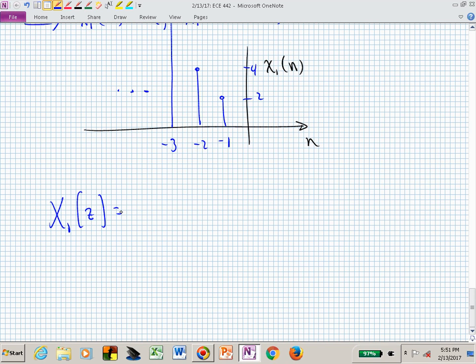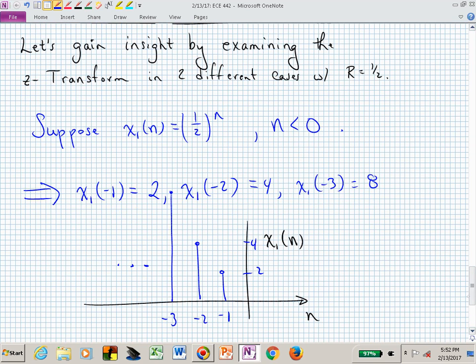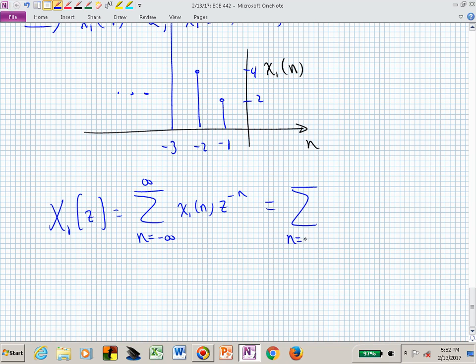Meaning, if we look for the z transform of little x sub 1 of z, that's capital X sub 1 of z, which is this sum. In general, it's from minus infinity to infinity, x sub 1 of n, z to the minus n. And we can see from the definition that we are only defining this waveform for negative arguments of n. Meaning we can throw away everything bigger than 0, or 0 and above.